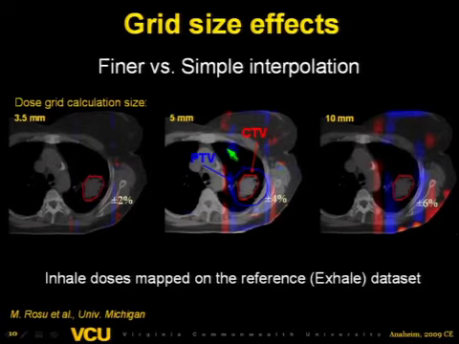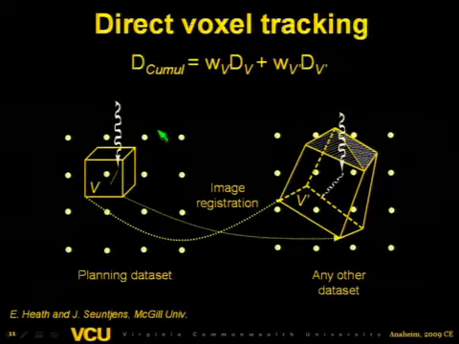And also because we are talking about interpolation, it's again not a surprise that the magnitude of these differences is going down as the grid size decreases. Now, the major problem with this interpolation approach is that it does not account explicitly for changes in doses in those deformed voxels.